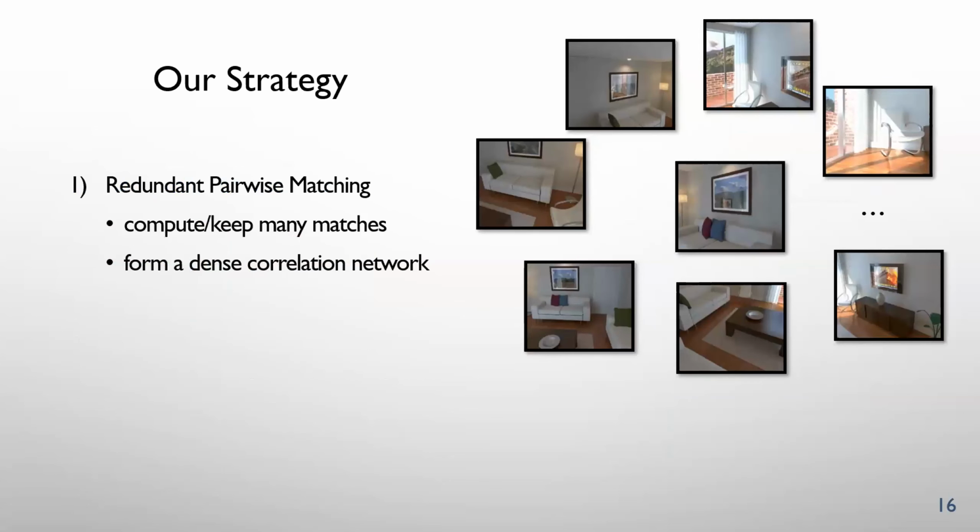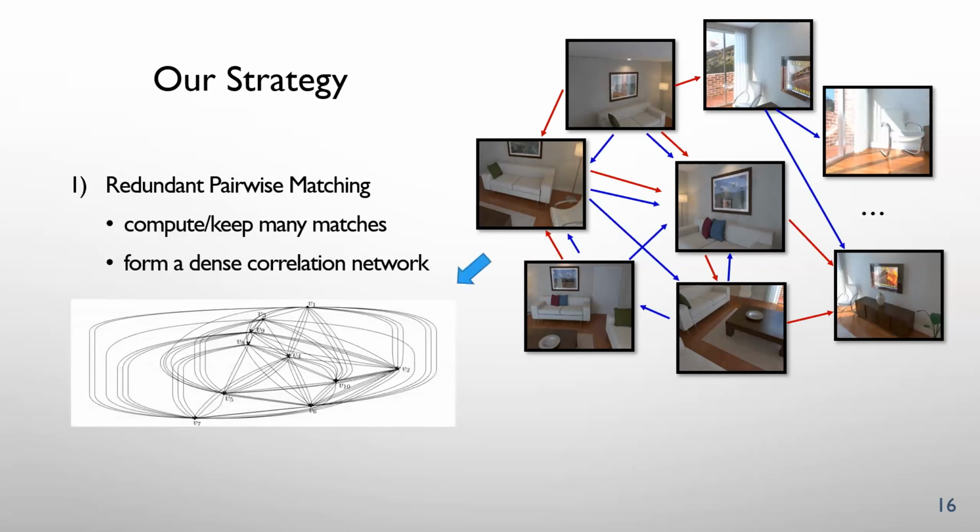So our general strategy is to solve this problem through a 2-step pipeline. We first compute pairwise matching. We compute redundant matchings. So basically, between any 2 pieces, we compute as many potential matches as possible, and they form a dense correlation network like this. So such a network is not a simple graph. It could be a multi-graph, meaning between two fragments, between two pieces or two nodes, there could be multiple alignments calculated.